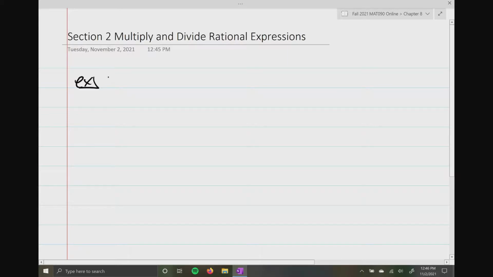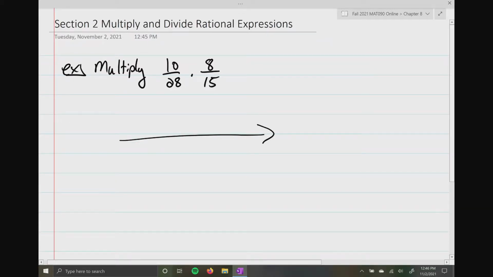So we want to multiply 10 over 28 times 8 over 15. Okay? Now I know, a lot of us were taught to multiply fractions, you just go left to right. So you would do 10 times 8, which you would get 80, and then you would do 28 times 15. And to be honest with you, I don't even care what that is because I know it's a large number, and I'm not going to do this problem that way anyways.